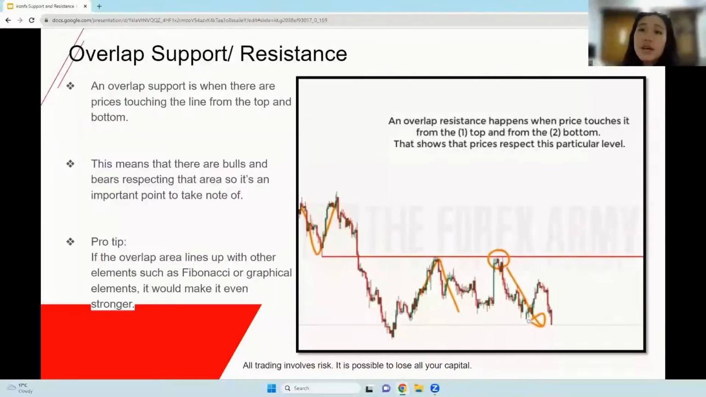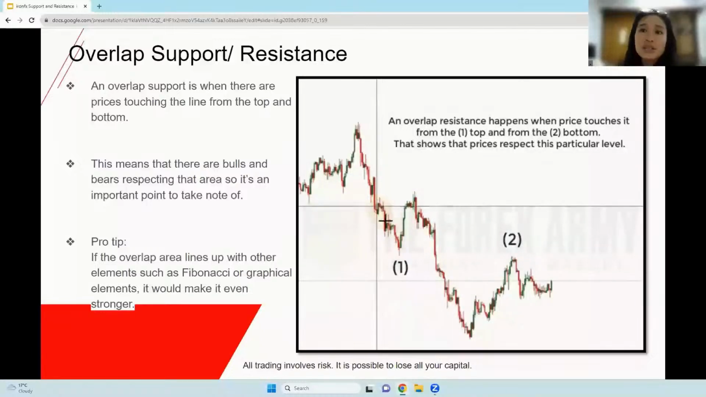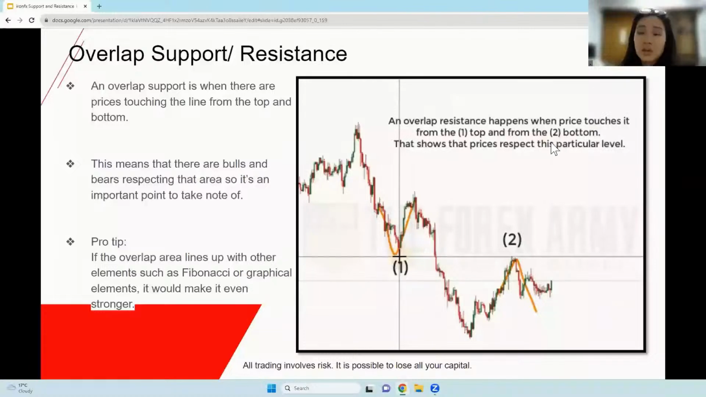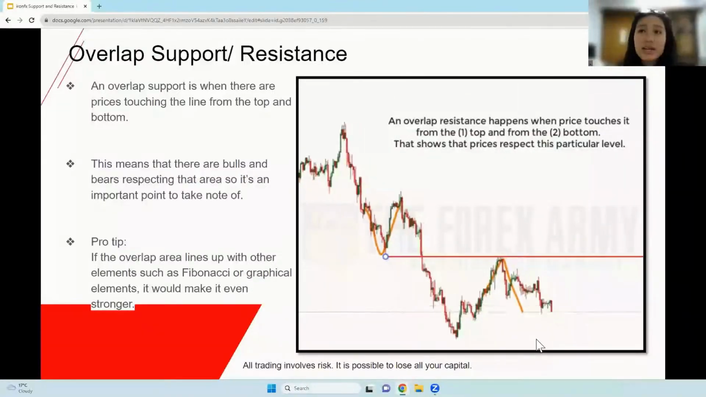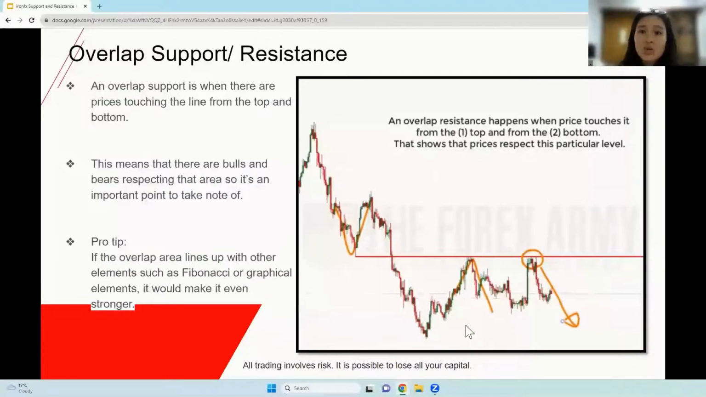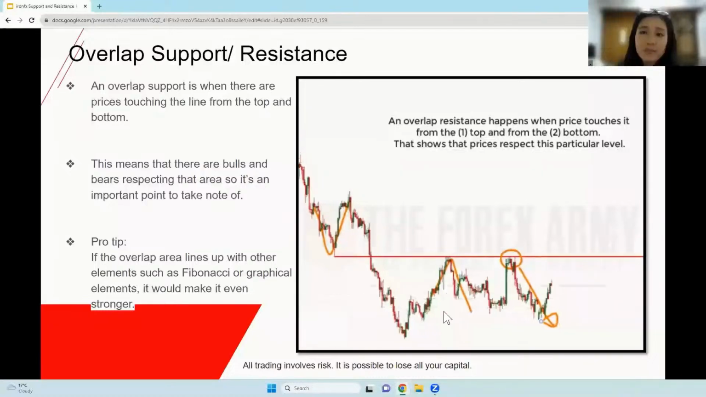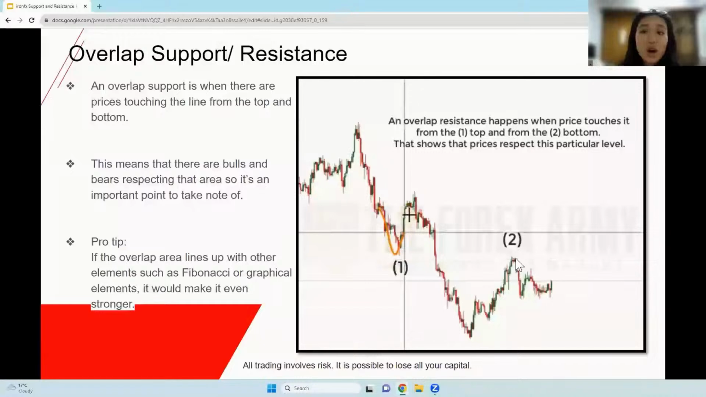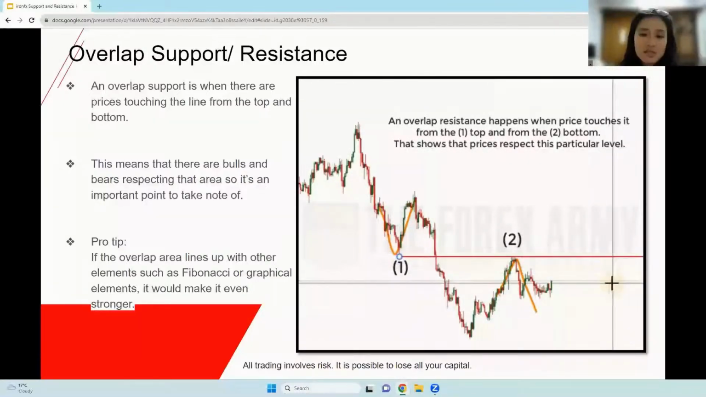In this GIF, an overlap resistance happens when price touches it from the first point, which is over here, and from the bottom, which is here. Basically, it's when there is a swing low and a swing high that line up nicely in the same area. That's what an overlap level is. Whether it is a resistance or a support depends on where the latest point touches the line. If it touches it from the top, it is a support. If it touches it from the bottom, it's a resistance.